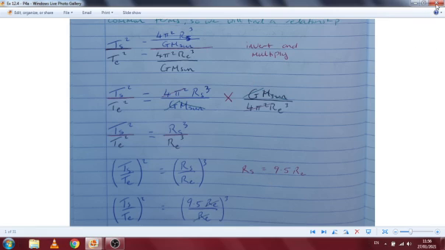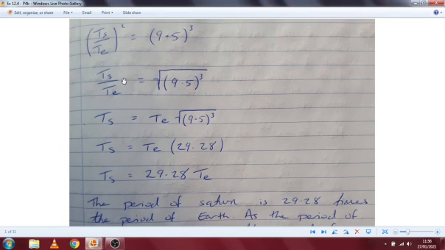So we have this relationship here, and then I carry this through, so I get 9.5 inside the bracket. I take the square root of both sides, and multiply both sides by Te, cross multiplying as I think in my head. So Ts is equal to Te times the square root of 9.5 cubed. So Ts is equal to this: 29.28, that's what that calculates to, times Te.